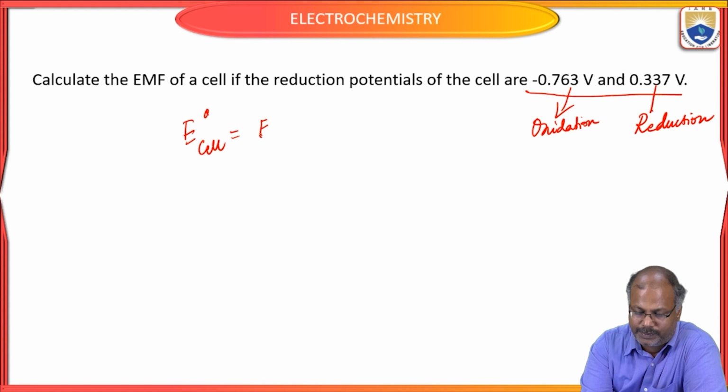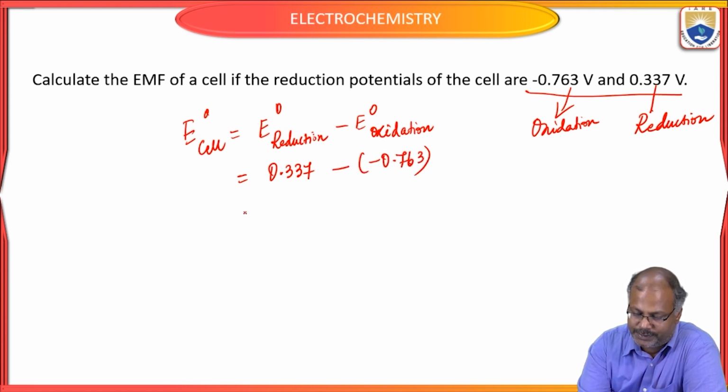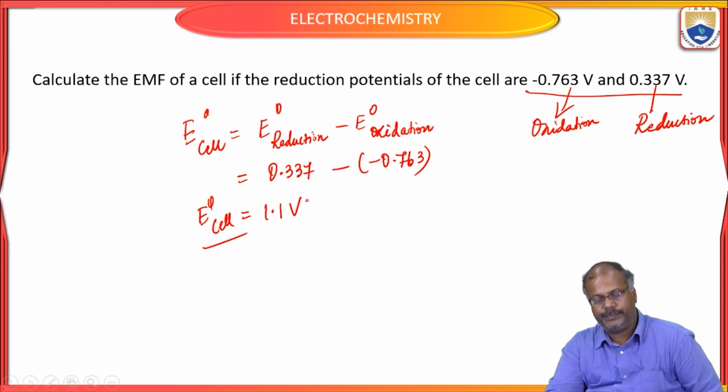E naught cell is equal to E naught of reduction minus E naught of oxidation, which is equal to 0.337 minus (minus 0.763). So, which is equal to 1.1 volts. E naught cell is equal to 1.1 volts.